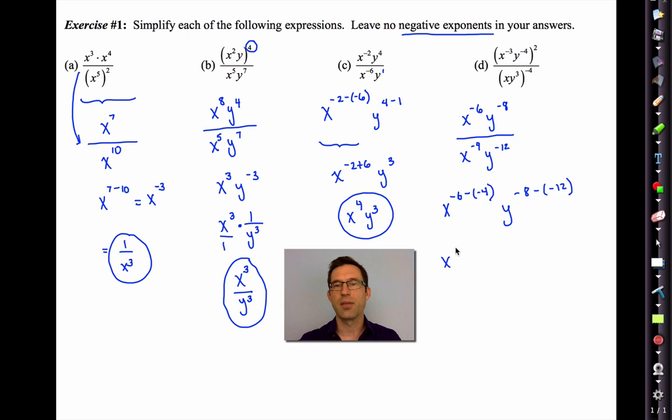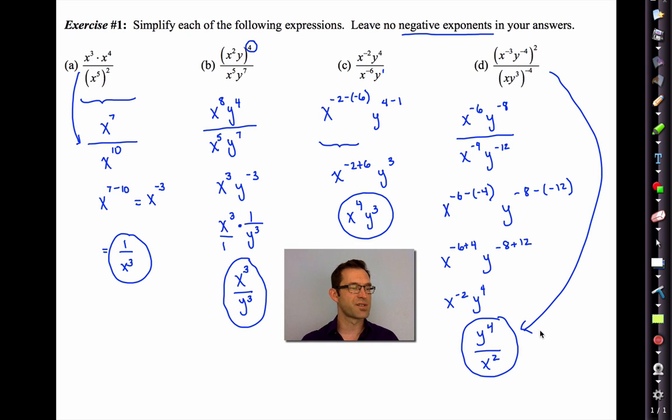All right, that's going to be x to the negative 6 plus 4 times y to the negative 8 plus 12. And that's going to be x to the minus 2, y to the positive 4, and that's going to be y to the fourth divided by x squared. Isn't that amazing? All of this simplifies to y to the fourth divided by x squared.